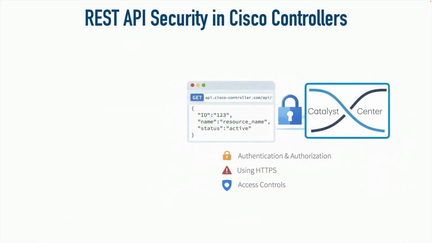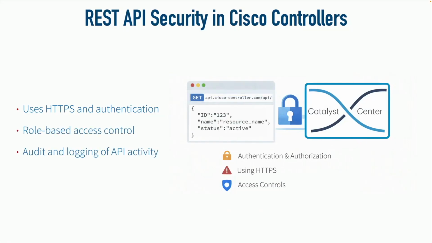Now let's bring this into the Cisco world specifically. A platform like Cisco Catalyst Center uses REST API security, and it leverages the same core security principles that we've already been discussing. First, API access requires authentication. This is often token-based, where you authenticate once and receive a token for subsequent requests. Second, authorization is enforced through role-based access control. Your API privileges match your assigned role in the controller. And third, communication occurs over HTTPS, which gives us, as one example, encrypted transport.